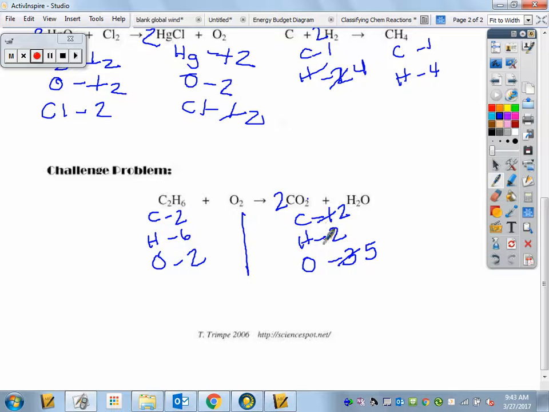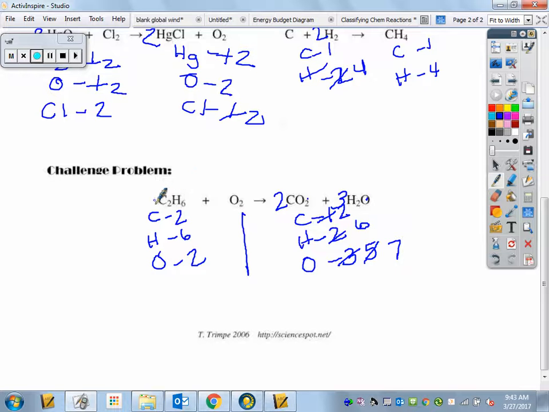I have 6 over here and I only have 2. So what can I put in front of this? 3. 3 times H2 is going to take me to 6. Yay, that's balanced. 3 times O is 3, plus the 2 times O2, so 4. So that's O3 plus an O4 is going to take me up to 7. Or even worse. Okay, so probably not looking so great here.